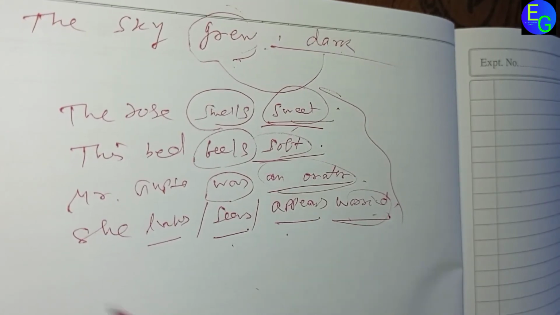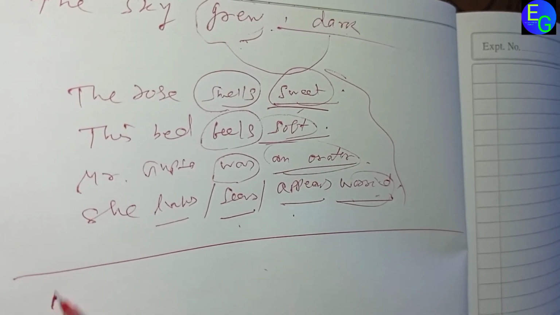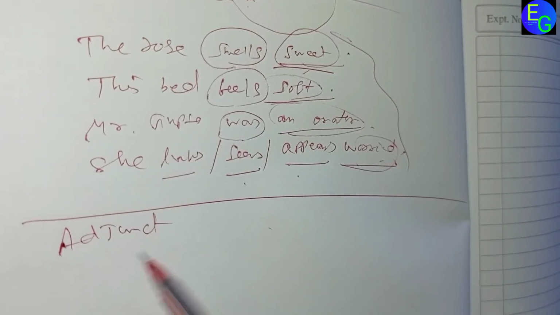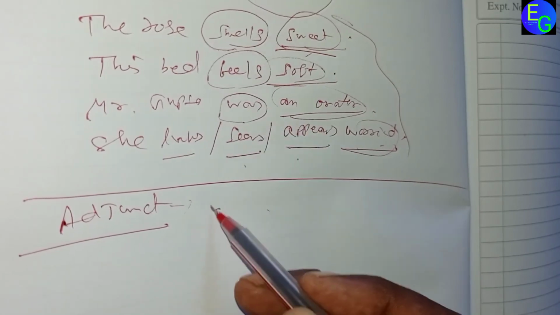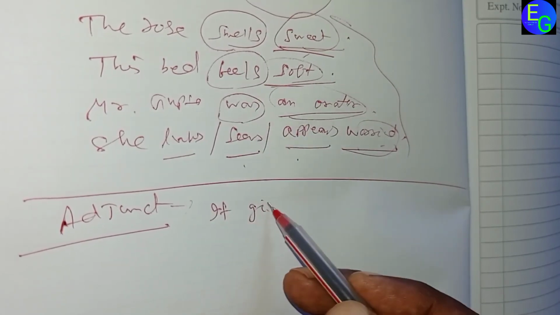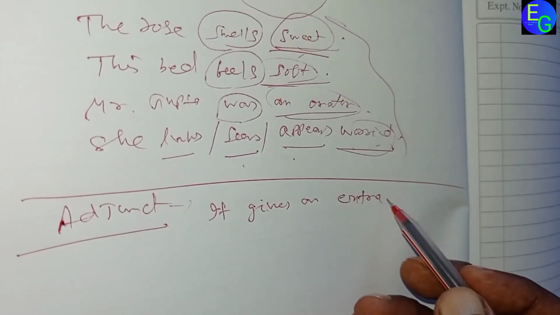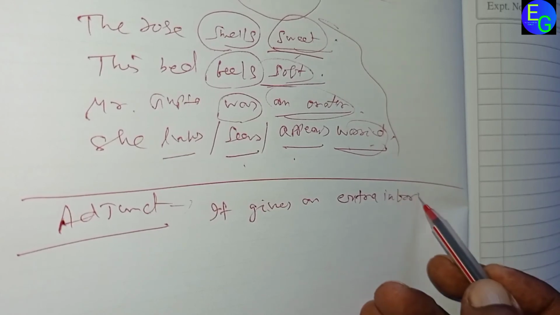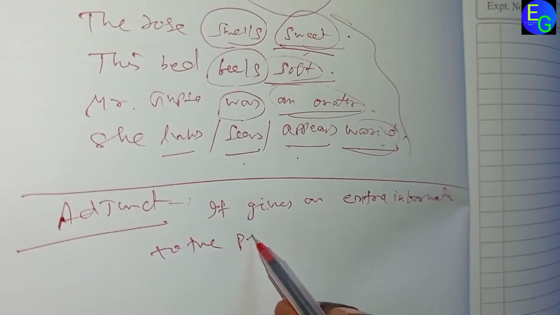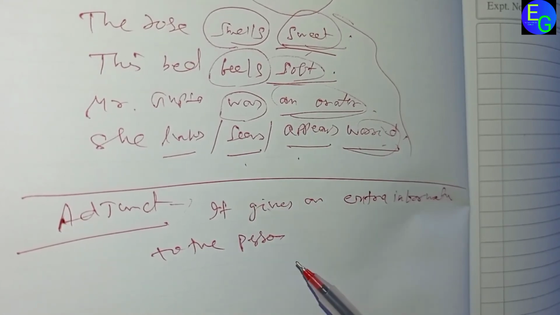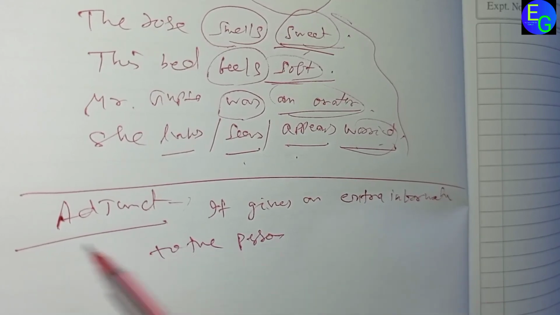Okay. Finally, another item that comes after the predicate, we should know, is the adjunct. Adjunct, you remember, not adjective. What is an adjunct? In English, it gives extra information, extra information to the person or the sentence. That is called an adjunct.